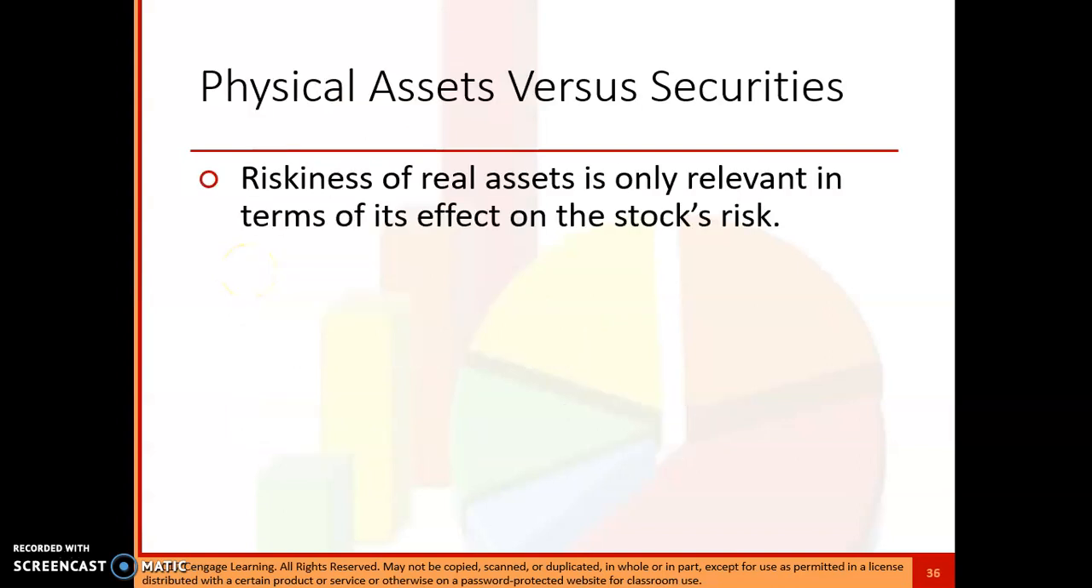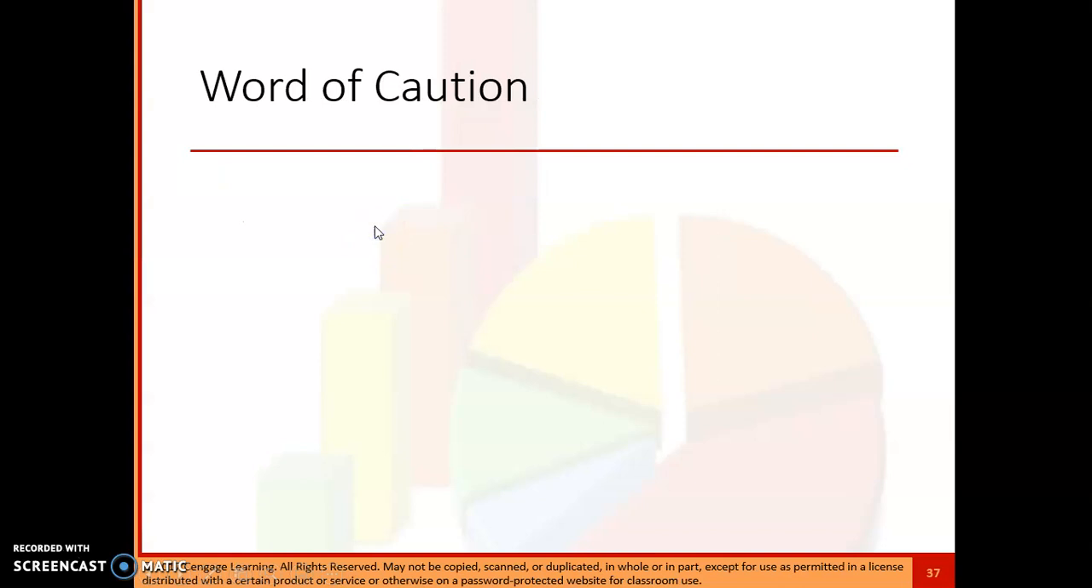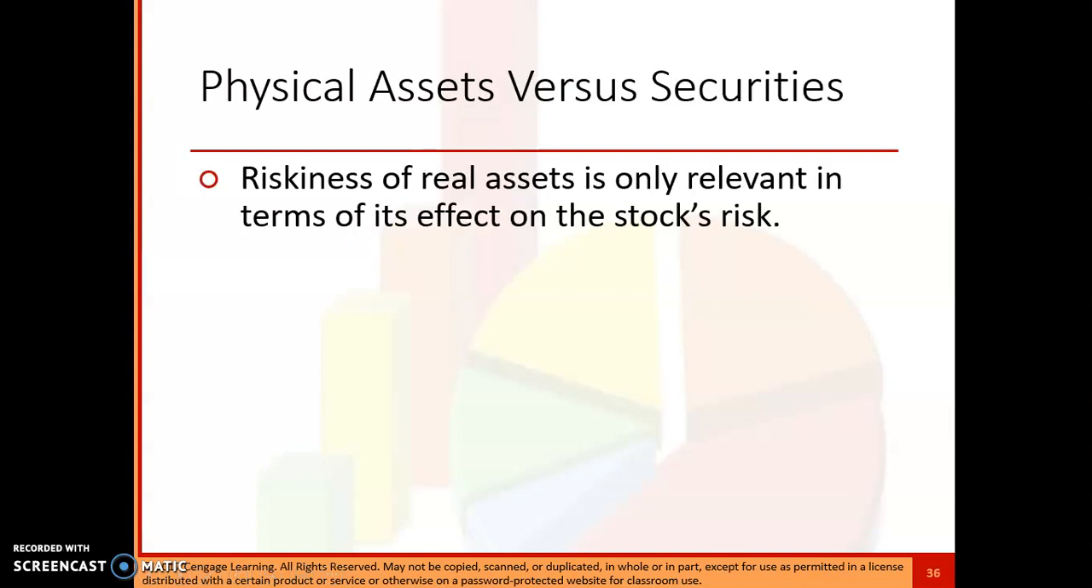The riskiness of real assets is only relevant with regard to its impact on the stock's risk. So the firm's real assets, property, plant, equipment, and so forth, and the other assets as well, are only relevant in relation to how they impact the stock's risk.